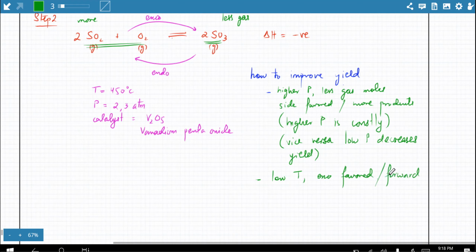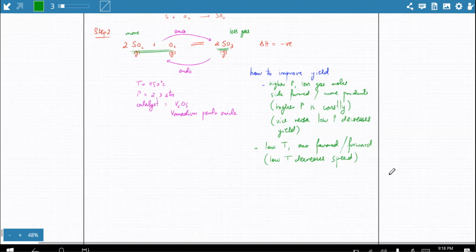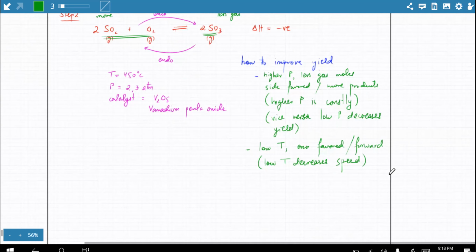But the problem is low temperature reduces speed. So the reaction loses speed, it takes a longer time. Otherwise, keeping a low temperature was favorable. That would give you more SO3, but you're not going to use low temperature because the speed of the reaction would be very slow, which is why you're still using a very high temperature. That is, we get less, but we get it quickly. That's our goal. Anyway, you're going to get asked these questions.